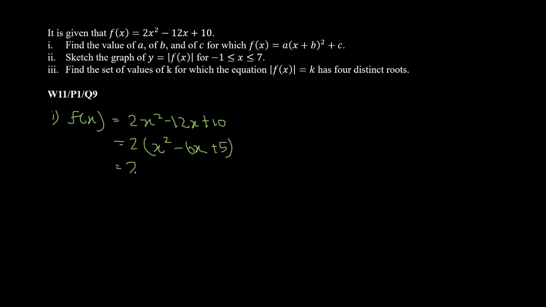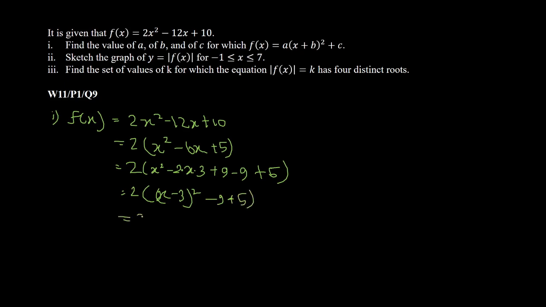Then I can write this thing as 2 times x squared, this is your a square, minus 2ab, which is going to be 6 by 2, it is 3, plus 3 square, which is 9, minus 3 square, which is 9 again, because we do not have this 9 in this equation itself. This 5 retains, and then we have 2 times x minus 3 whole square minus 9 plus 5.